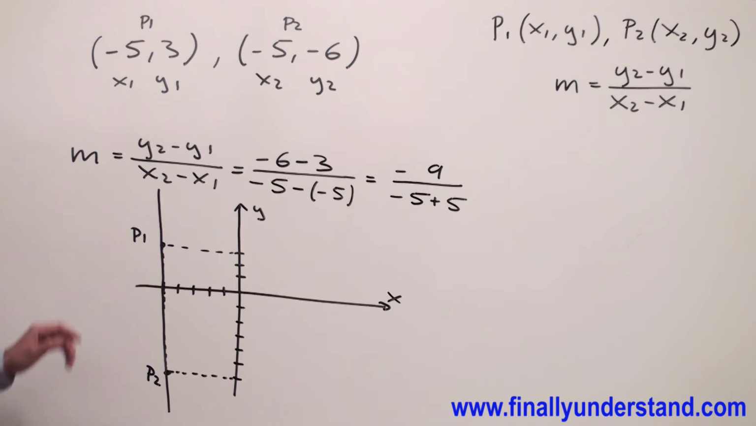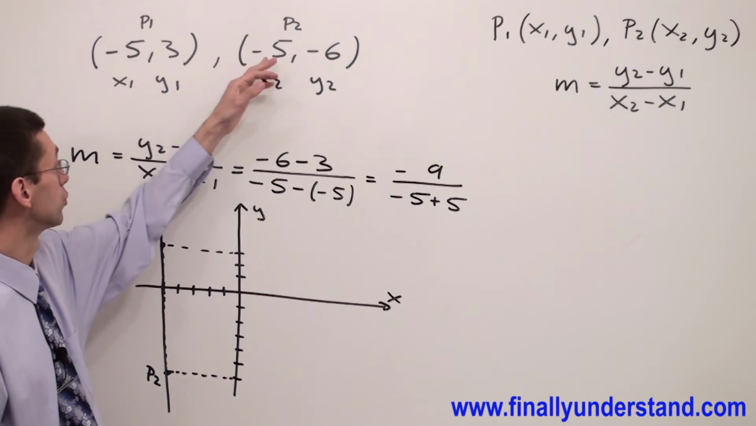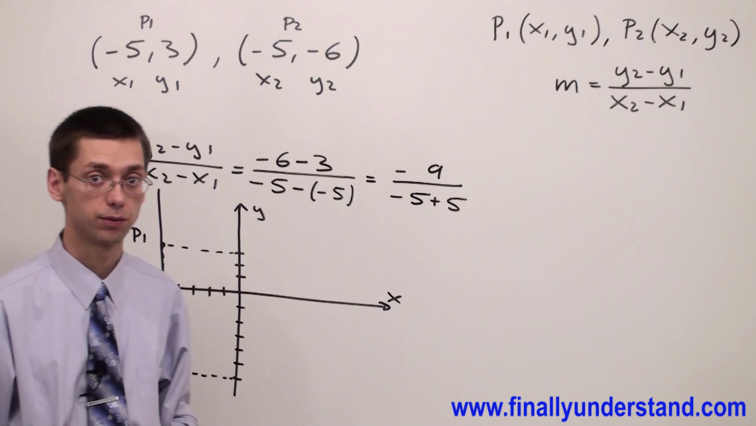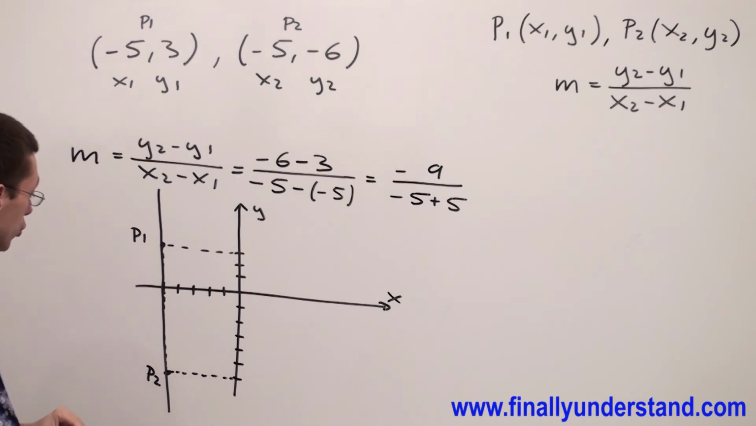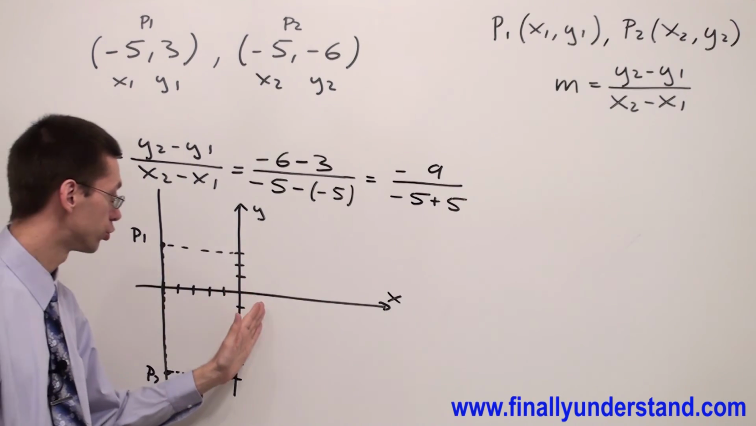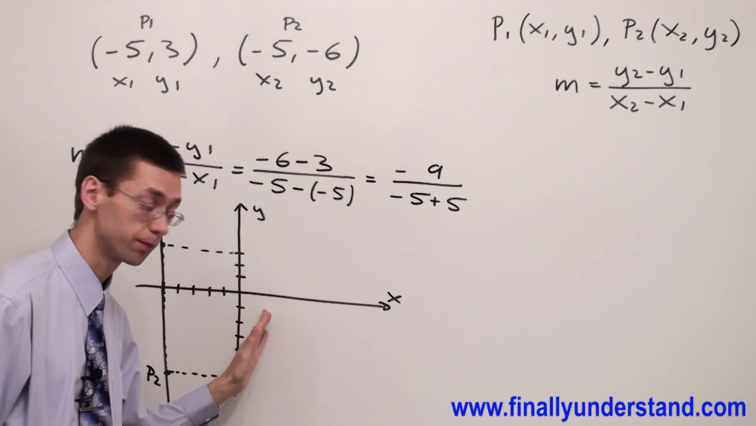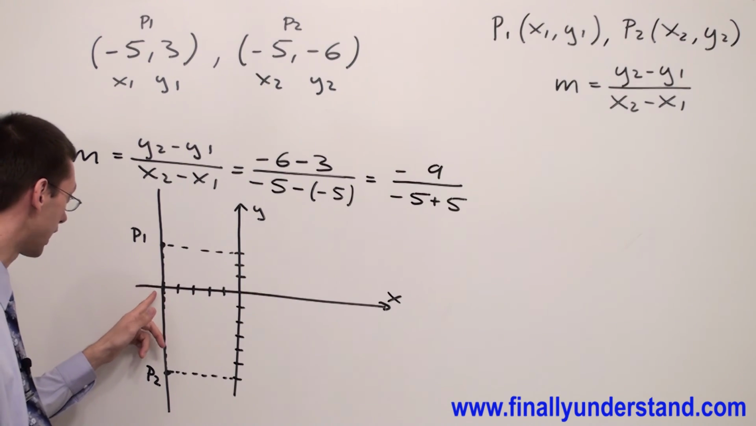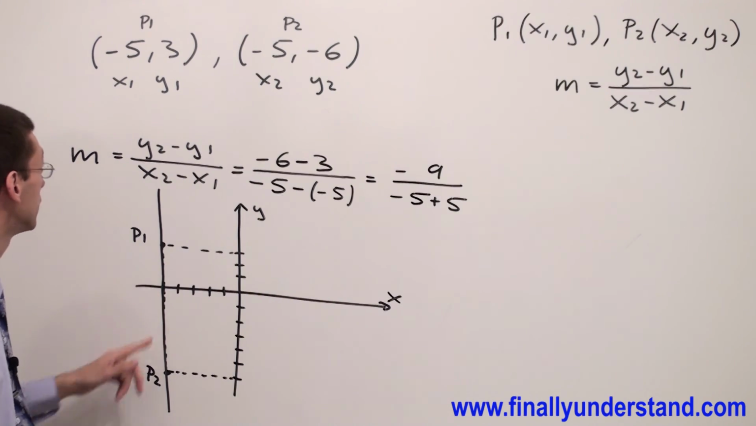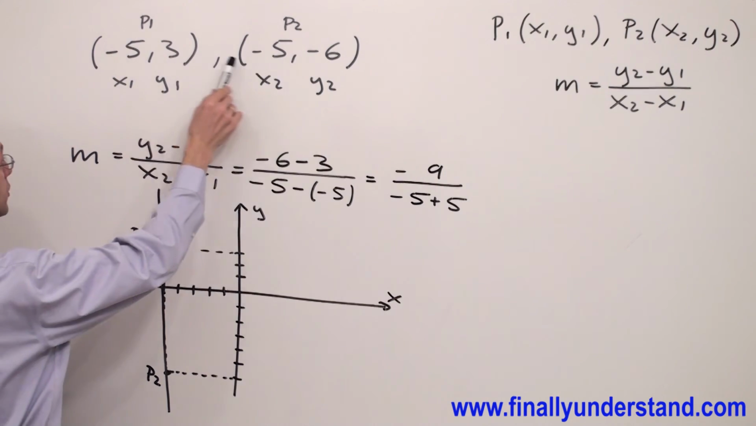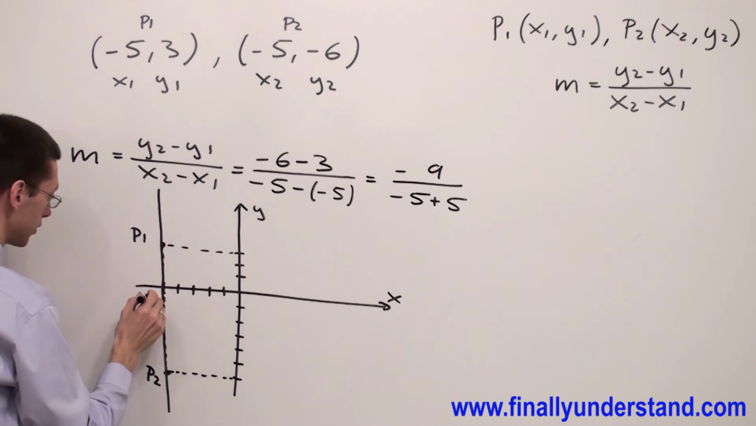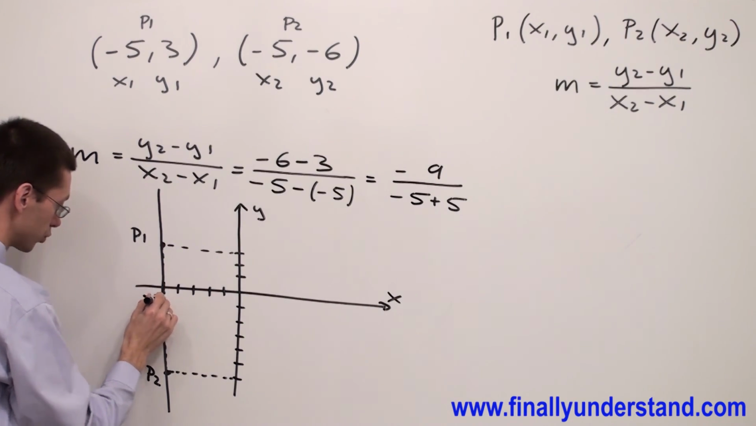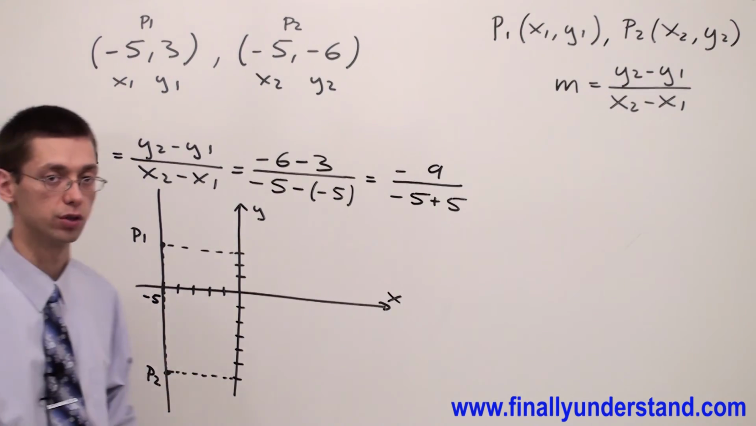When we have the same values of x coordinates, the solution is always going to be a vertical line parallel to the y-axis, and it is going to cut the x-axis at the coordinate which is the same, in this case minus 5. So this is the graphical solution to my problem.